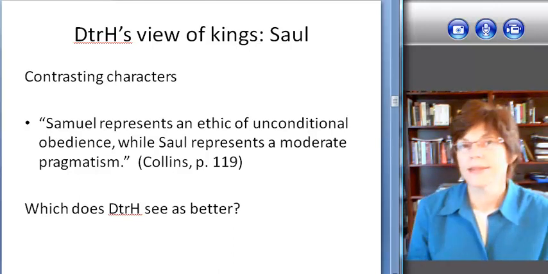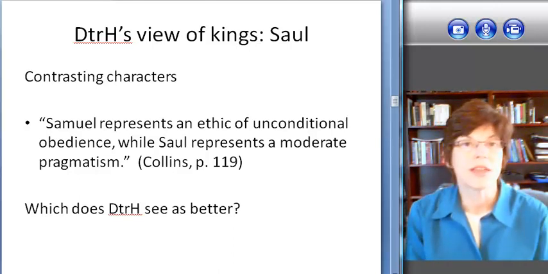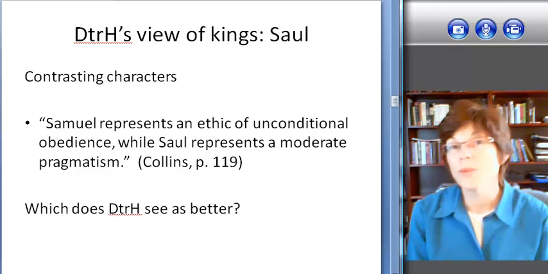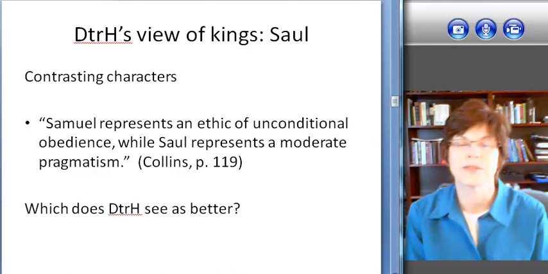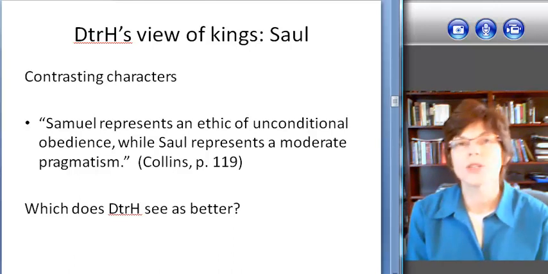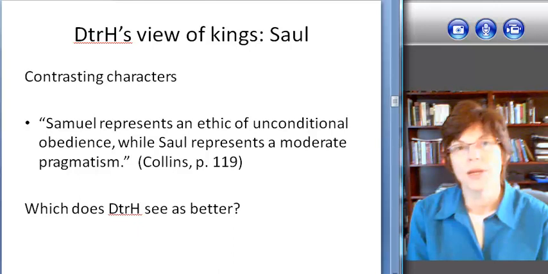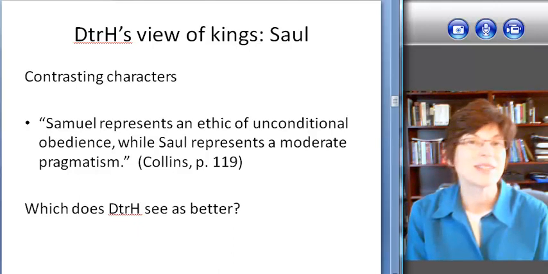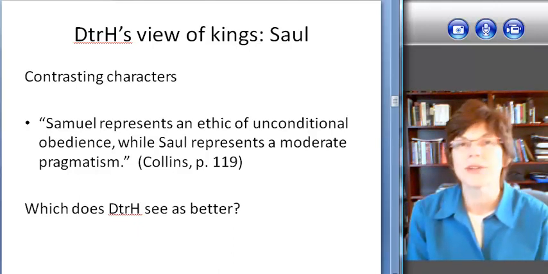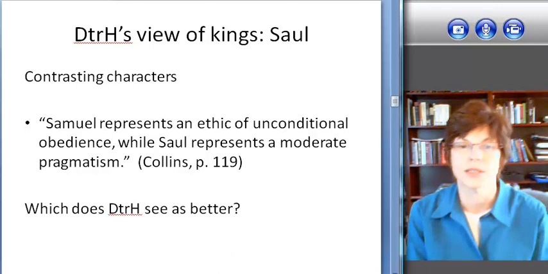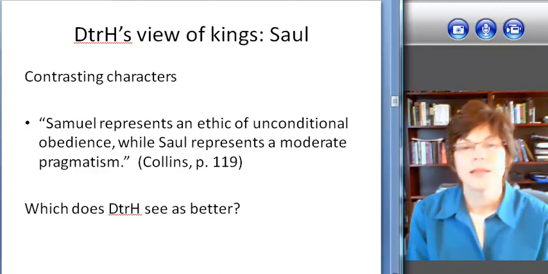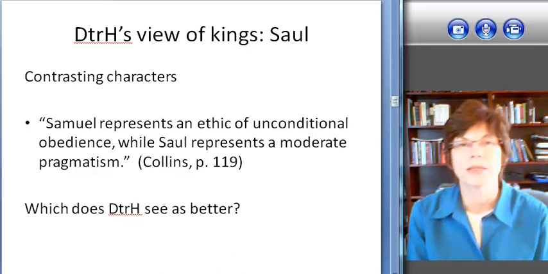Literary analysis asks us to look at some particular things as good clues to what we can tell is the author's perspective. One of them is to notice the way that often characters are compared or contrasted with each other. Collins' comment on page 119 gives us a summary of how he believes that the characters of Samuel and Saul are contrasted. He claims that Samuel represents an ethic of unconditional obedience, while Saul represents a moderate pragmatism.